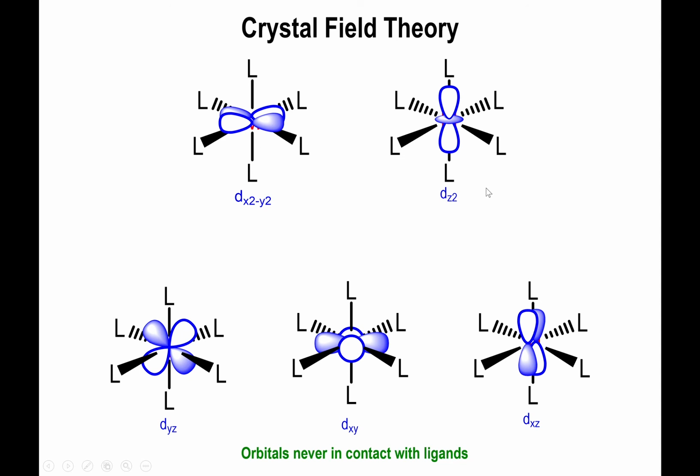The ligands in the apical positions are in direct contact with those particular orbitals. So now the idea is that if you are to place electrons in the dx square minus y square or the dz square orbitals, because those electrons that pertain to the metal center are now going to be in direct contact with electrons that come from the ligand, you're going to have electron-electron repulsion, and as a result, these two orbitals will lie higher in energy than the bottom three.